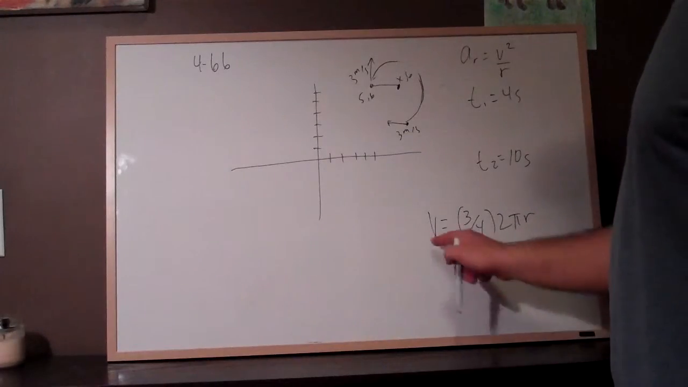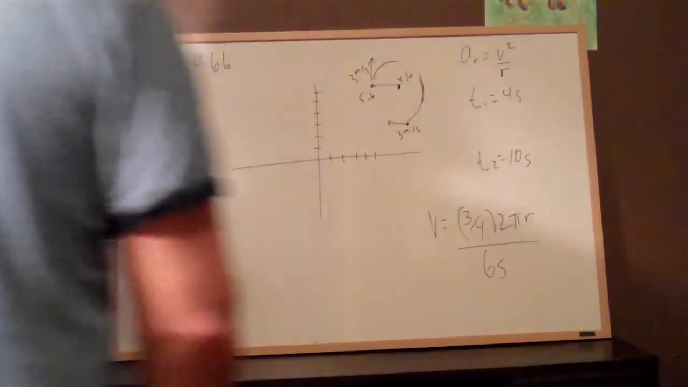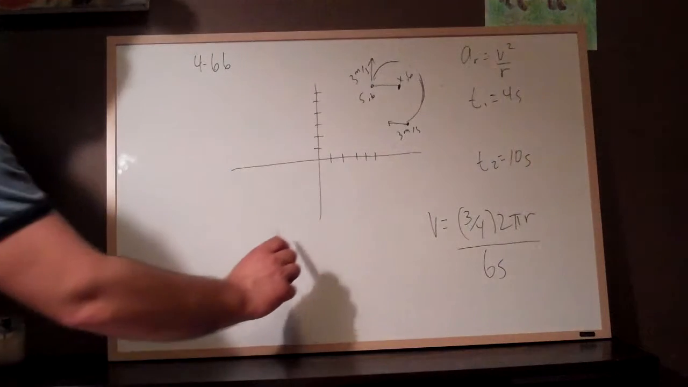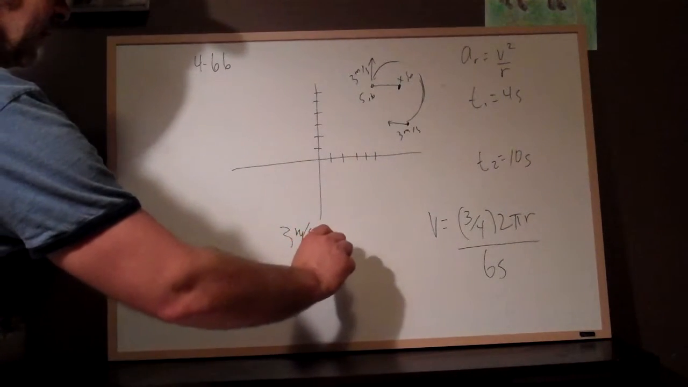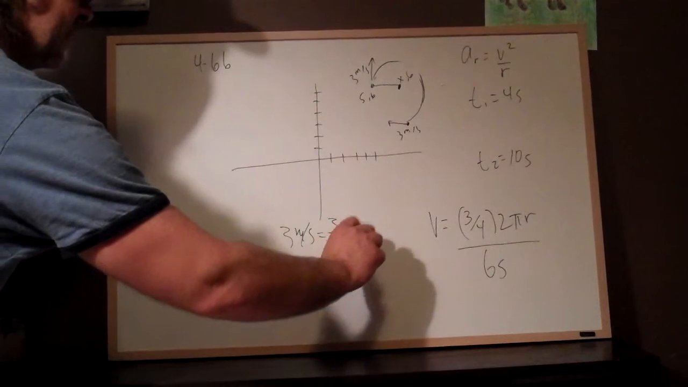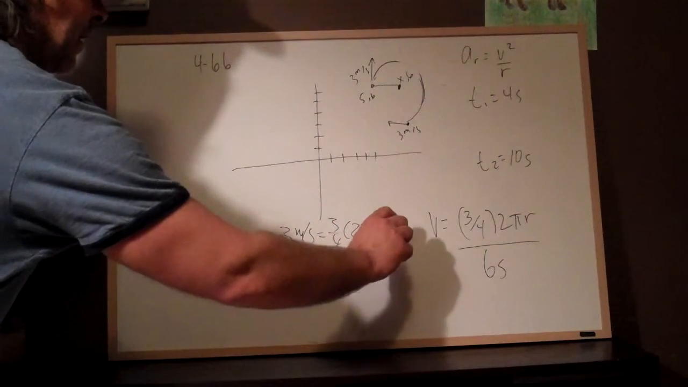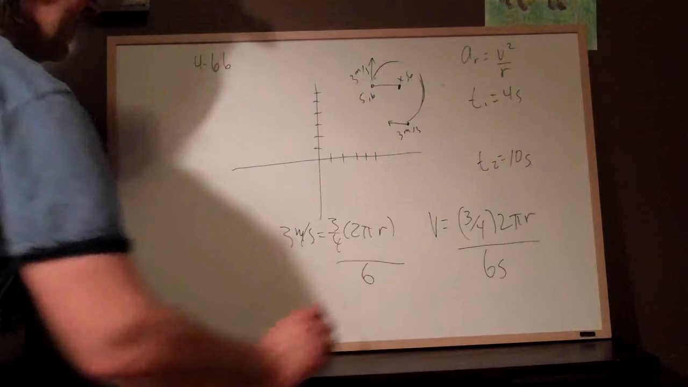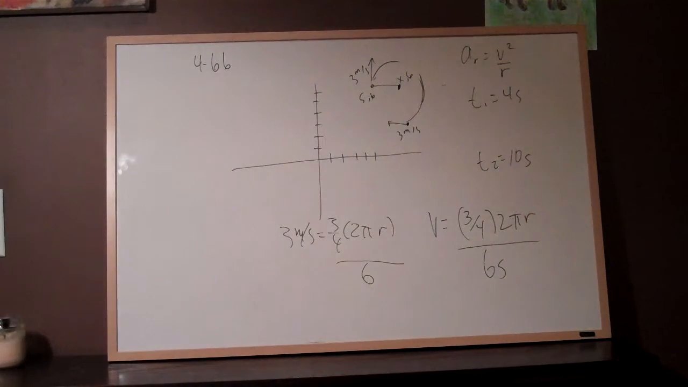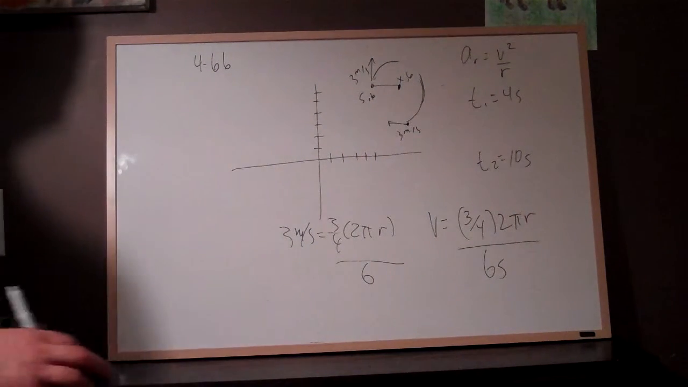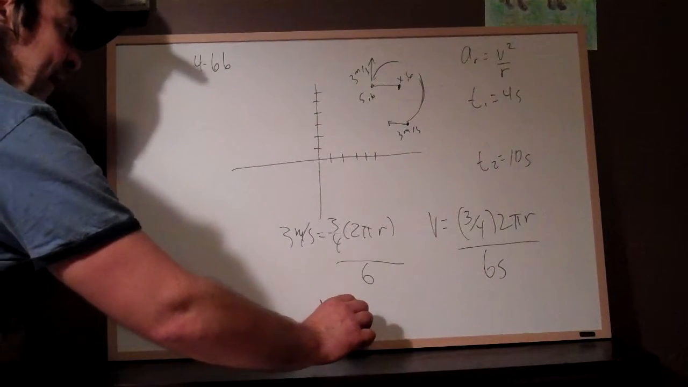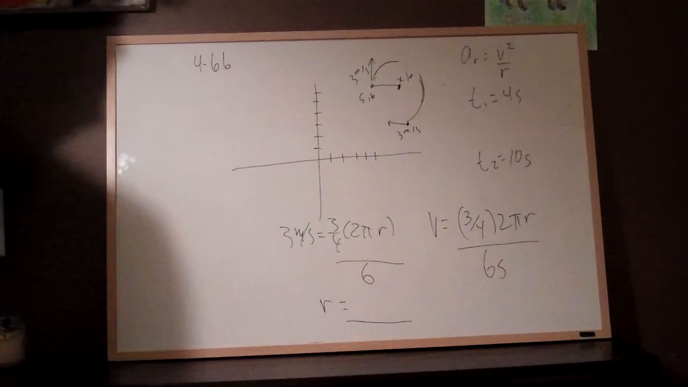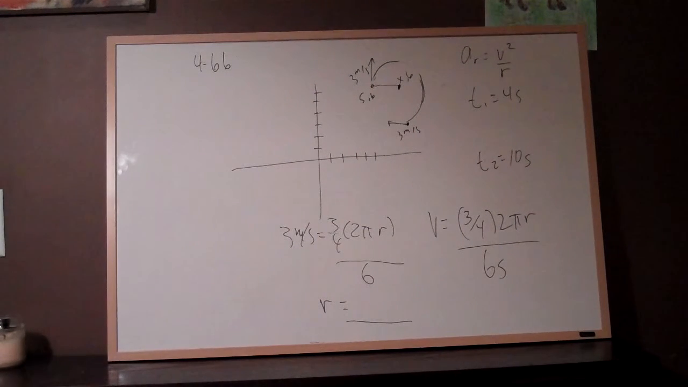So I'll do it over here. So 3 meters per second is equal to 3/4 of 2 pi r divided by 6 seconds. Everything is in SI units. Good, so from this you can figure out what r is. And I'll leave it to you to do that. r is equal to something. Just a little bit of algebra.